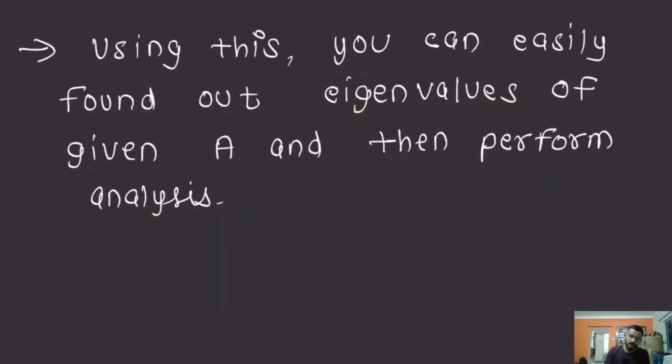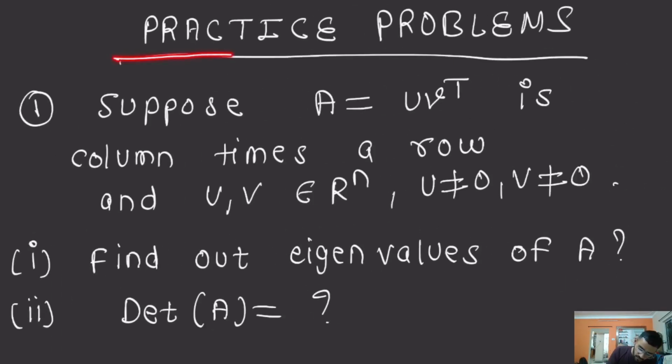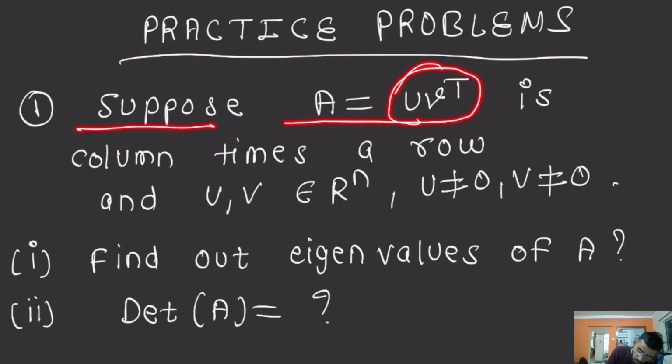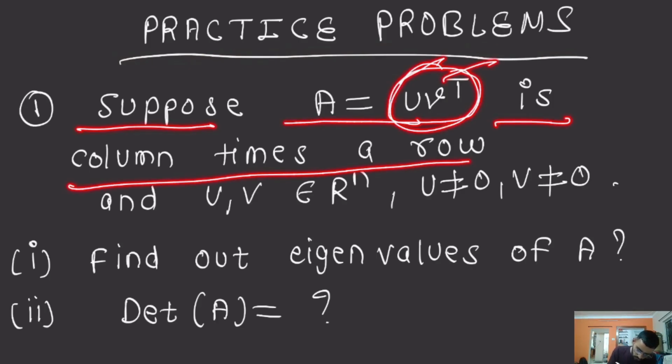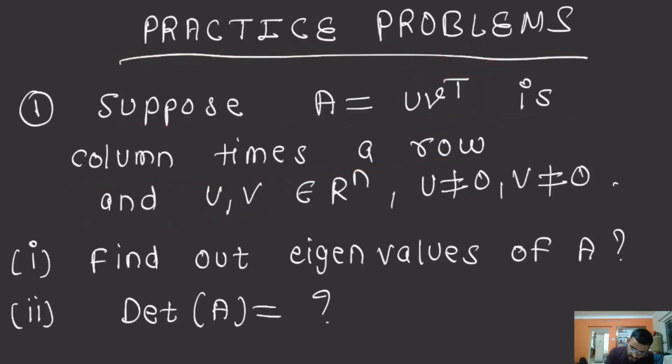Okay, now moving on to some practice problems. So first one is, suppose A is equal to u into v transpose. This is the outer product of u and v. Okay, it is a column times a row, and u and v both are n dimensional vectors, such that u is not equal to 0, v is not equal to 0.